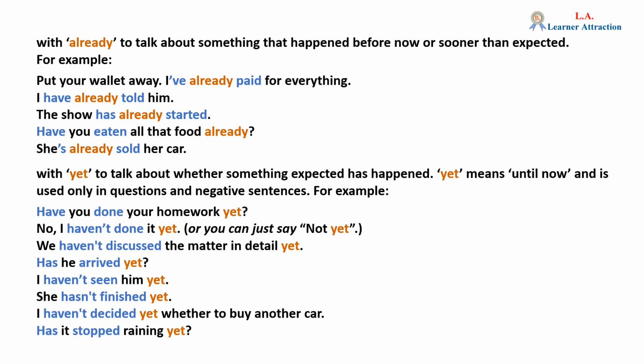With yet, to talk about whether something expected has happened. Yet means until now, and is used only in questions and negative sentences. For example, have you done your homework yet? No, I haven't done it yet. Or you can just say, not yet. We haven't discussed the matter in detail yet. Has he arrived yet? I haven't seen him yet. She hasn't finished yet. I haven't decided yet whether to buy another car. Has it stopped raining yet?